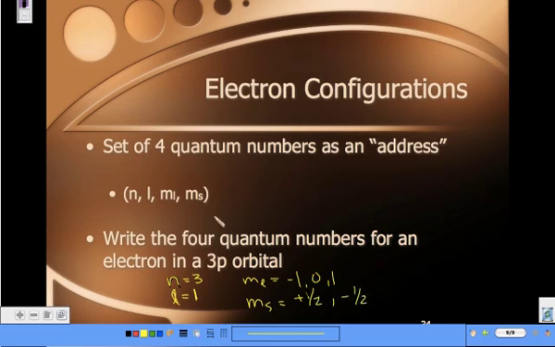So if I want to write a possible set of 4 quantum numbers, n has to be 3, l has to be 1, but then I can choose 1 out of those 3 values for ml. What do you want to use? 0, okay. We'll use 0. And then ms, you could choose one of those. So plus 1/2. So that could be a possible set of quantum numbers for an electron in that orbital. Yep, that's 1 electron.